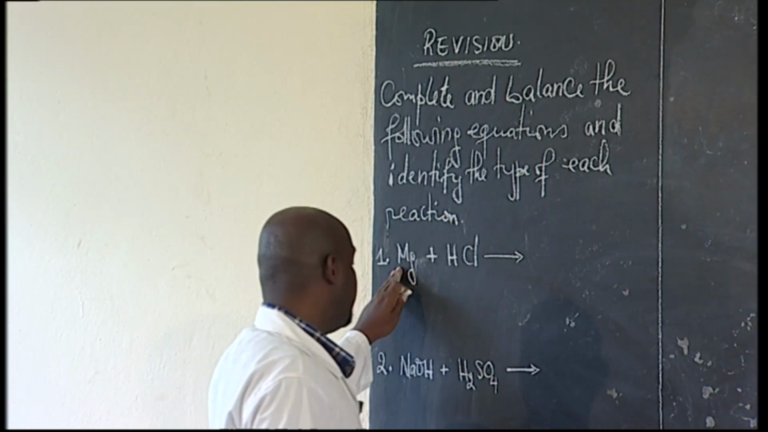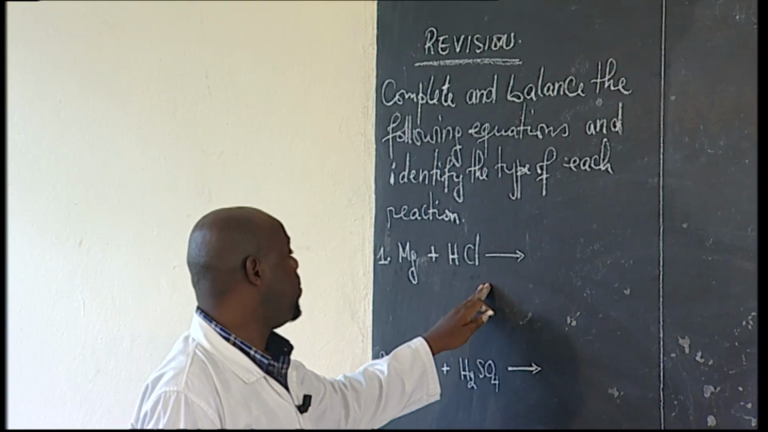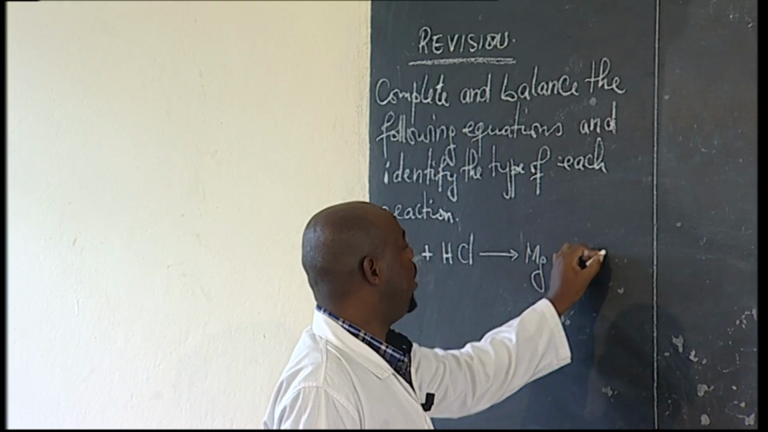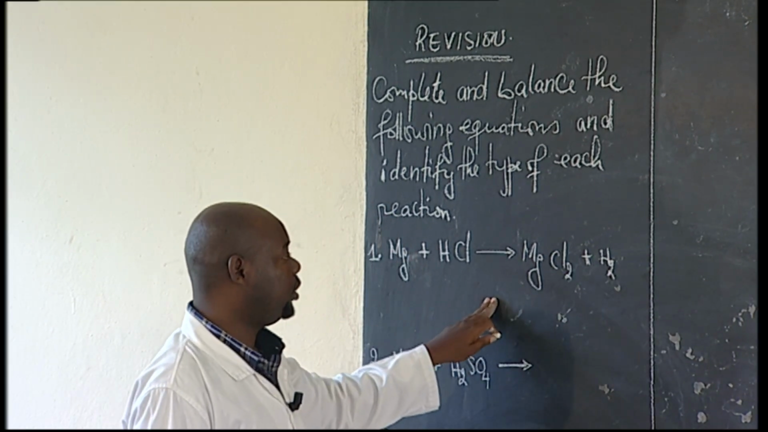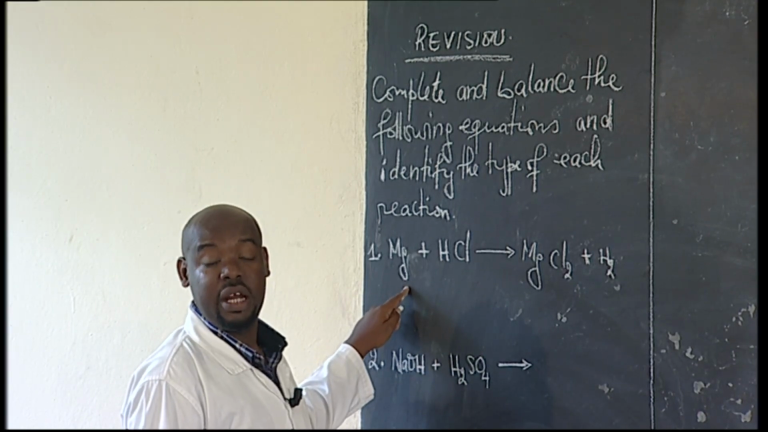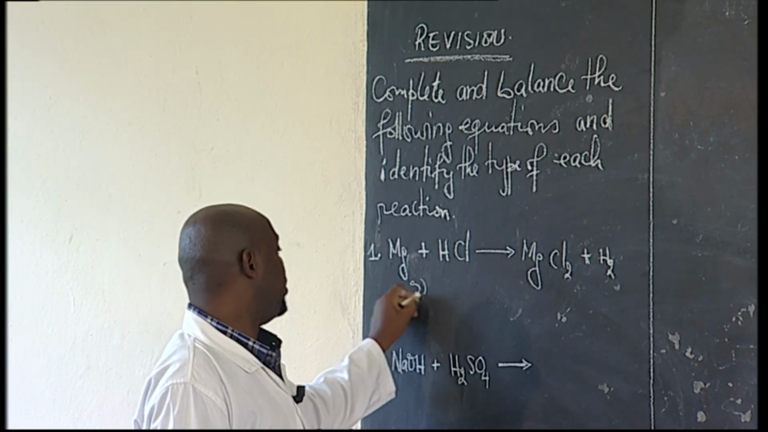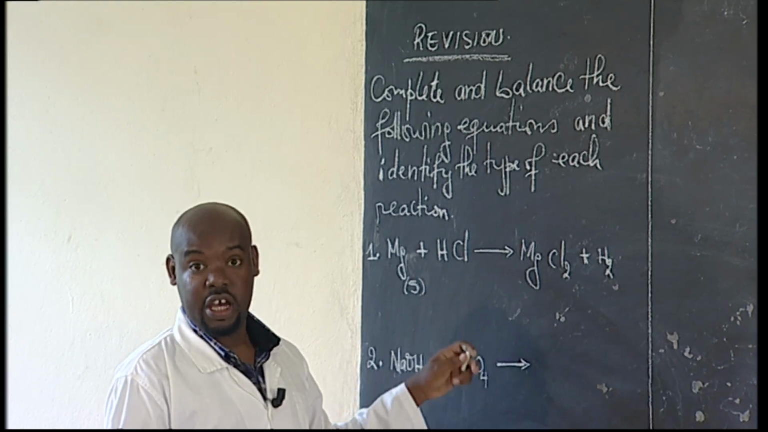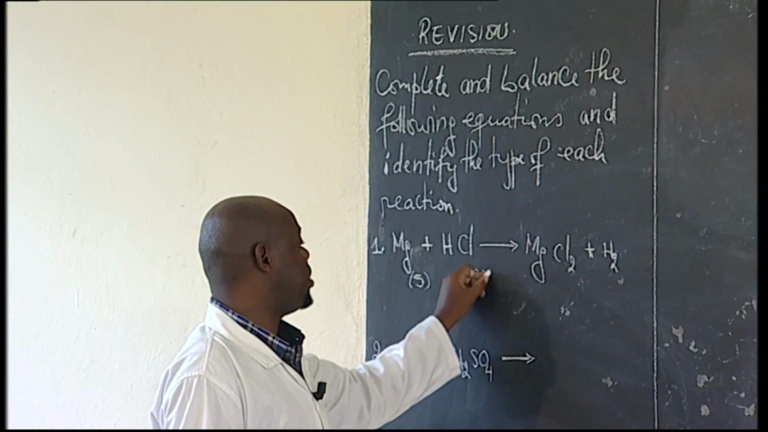When magnesium reacts with hydrochloric acid, what do we produce? We produce magnesium chloride and hydrogen. Now, let us look at the state symbols before we go on balancing. Magnesium is a metallic element, so it is present in the solid state. And hydrochloric acid, being an acid, is dissolved in water, you remember. So it will be in aqueous state.